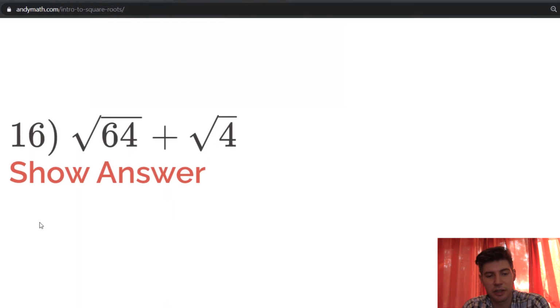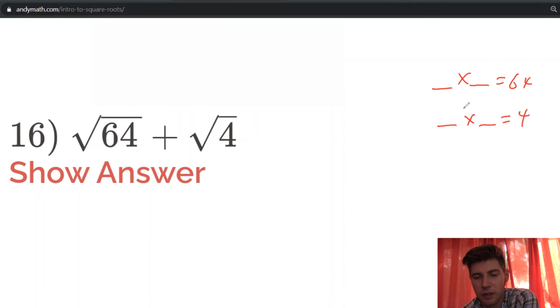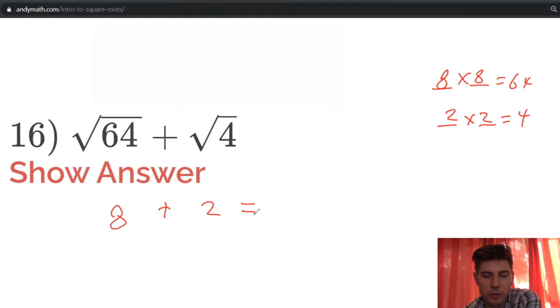Now you could see something like this, where they say square root of 64 plus square root of 4. Well, for the 64, we just need to ask ourselves what times what equals 64. And for the 4, we need to ask what times what equals 4. Well, for the 64, it's 8 times 8. And for the 4, it's 2 times 2. So this root 64 changes into an 8. And this root 4 changes into a 2, and we still have the plus in between them. And 8 plus 2 is 10. So the answer is 10.